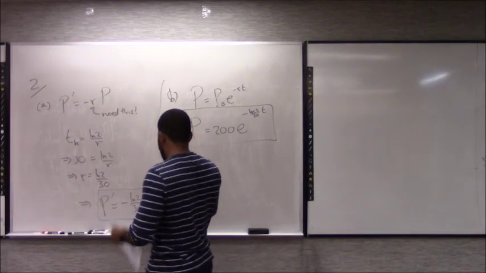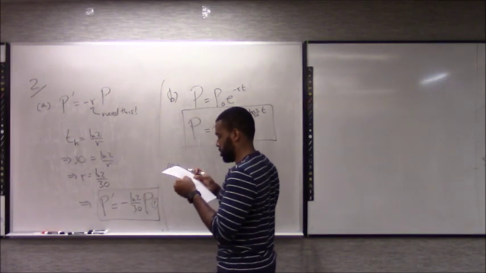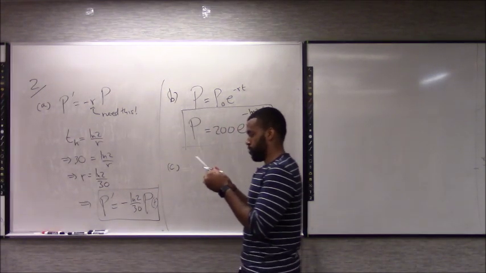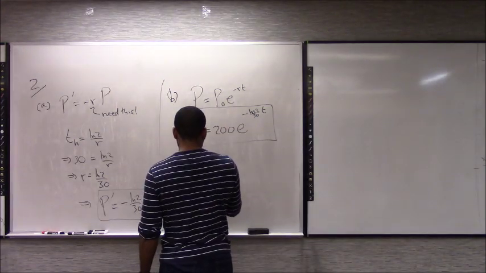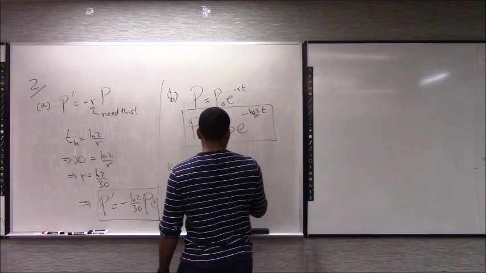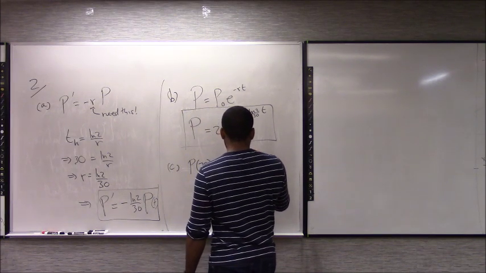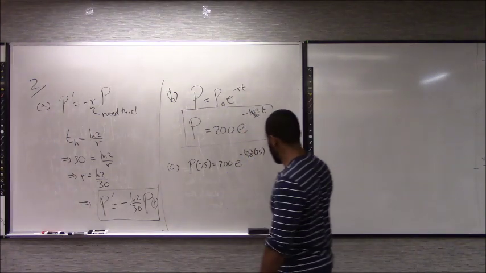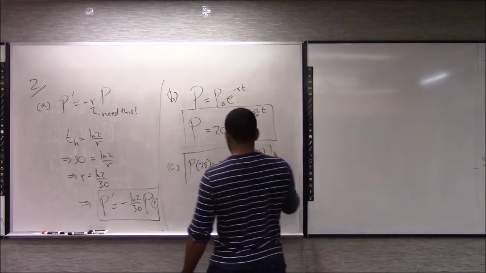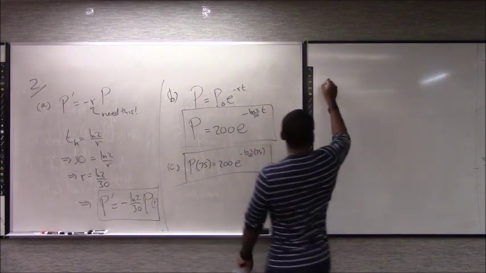How much will remain after 75 years? We just plug in t equals 75 here. So this is just P of 75. This is 200 e to the minus ln 2 over 30 times 75. If you want to know what that is roughly as a decimal, be my guest, but I don't particularly care. That's the answer.